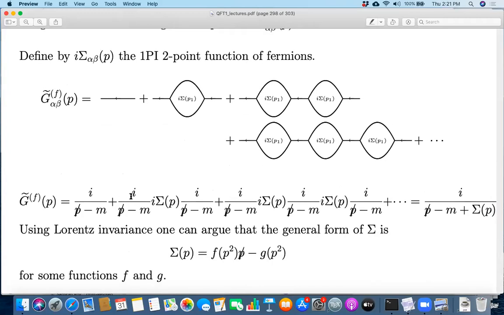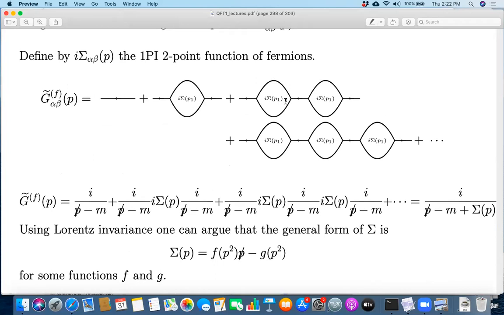Okay, so let's see what we have. This is the first term. Sigma is a matrix now, because it has the alpha beta index on the two ends. So this one is I over p slash minus m, then I sigma p. This is not p1, this should be p, because I have denoted this by p. So this is I sigma p, and another I over p slash minus m from here.